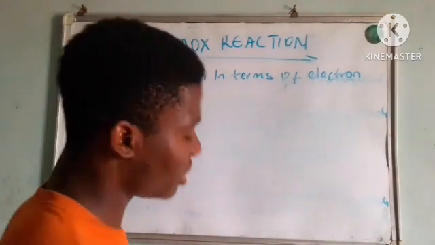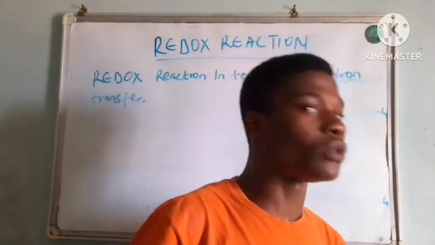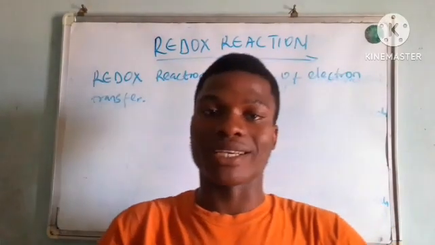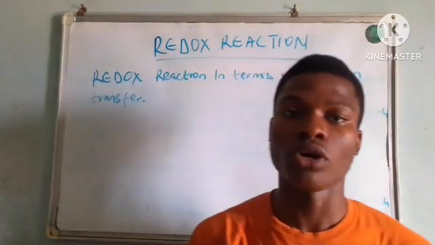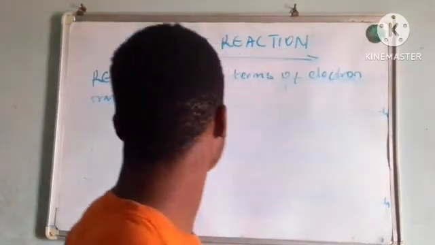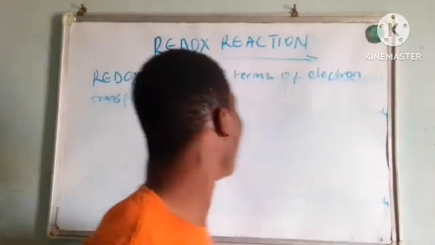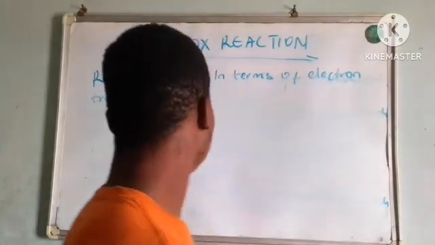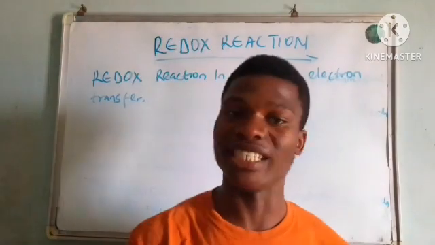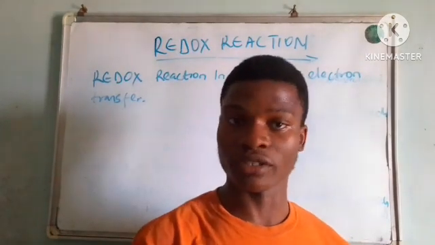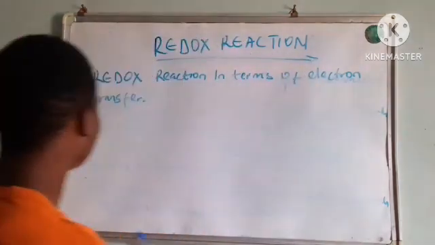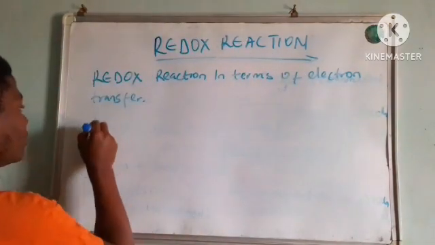So redox reaction in terms of electron transfer. It's kind of confusing, but once you understand how the mechanism works, it will be a cakewalk to you. Redox reaction in terms of electron transfer: reduction means a reaction in which electron is being gained. For example, okay, let me write it down first.